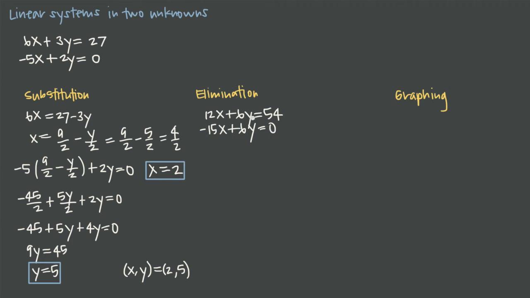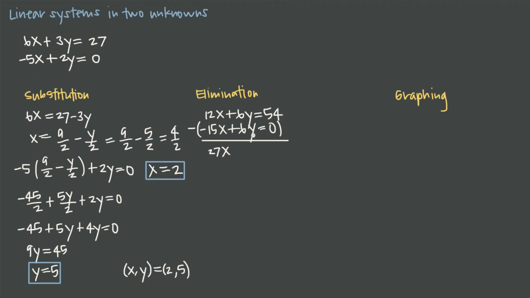Now elimination tells us that we can go ahead and subtract the second equation from the first. So we'll subtract, we'll put parentheses around the second equation to make sure that we distribute this negative sign across all of the terms inside the second equation. So here we'll get 12x minus a negative 15x. Those negative signs will cancel and become a positive sign. So it'll be 12x plus 15x is 27x.